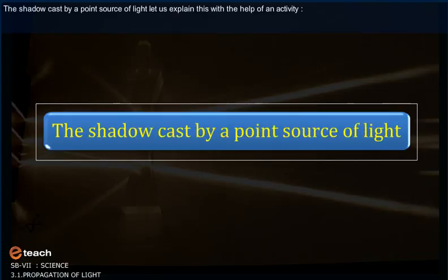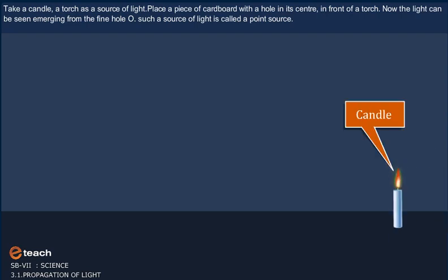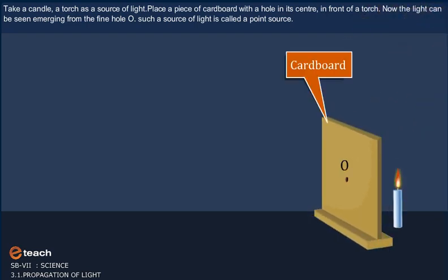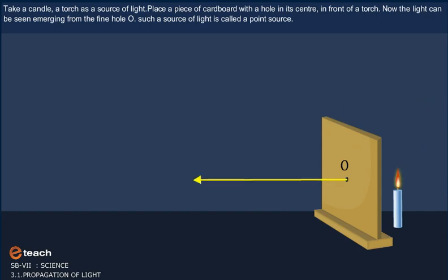The shadow cast by a point source of light. Let us explain this with the help of an activity. Take a candle or a torch as a source of light. Place a piece of cardboard with a hole in its center in front of the torch. Now the light can be seen emerging from the fine hole, O. Such a source of light is called a point source.